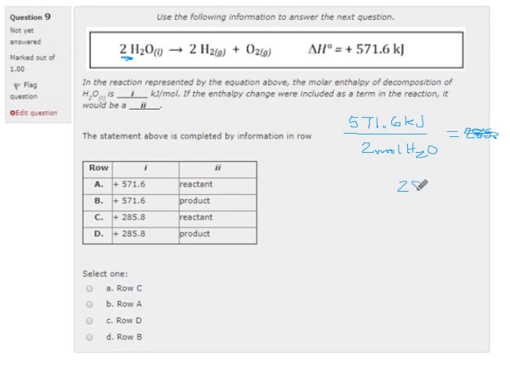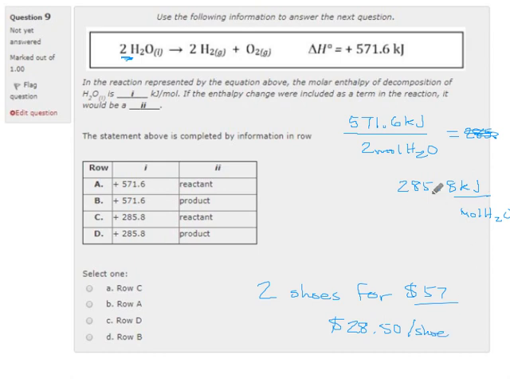285.8 kilojoules per mole of water. This is important to catch. It happens a lot. It's like saying I bought 2 shoes for $57. And then they say, so how much did you pay per shoe? It's very natural to go to this number, but you would say, well, wait, that $57 was spread out over 2 shoes. So technically I paid $28.50 per shoe. That's what's happening here.